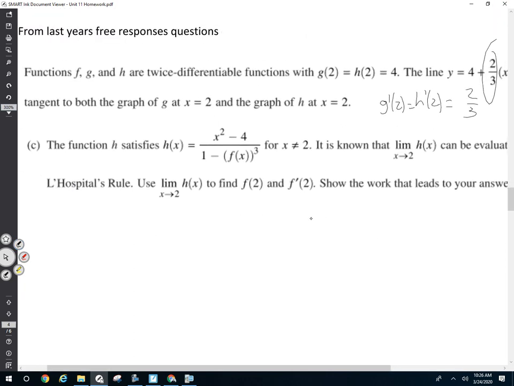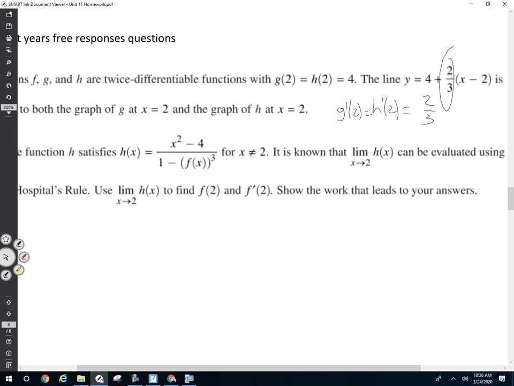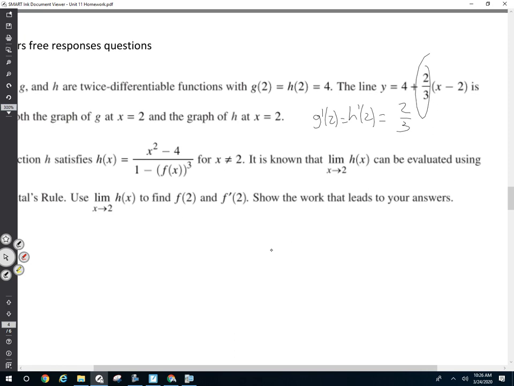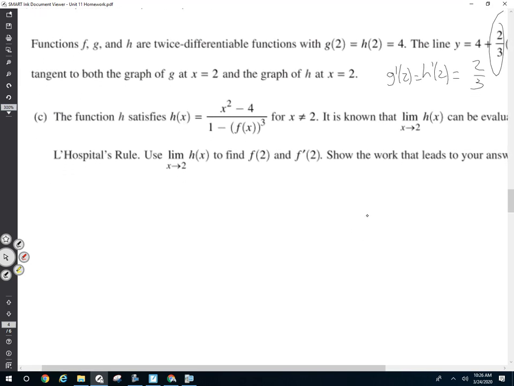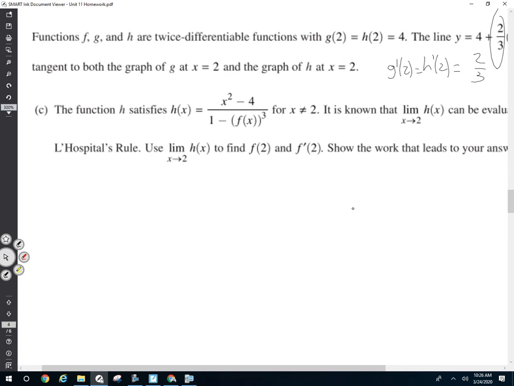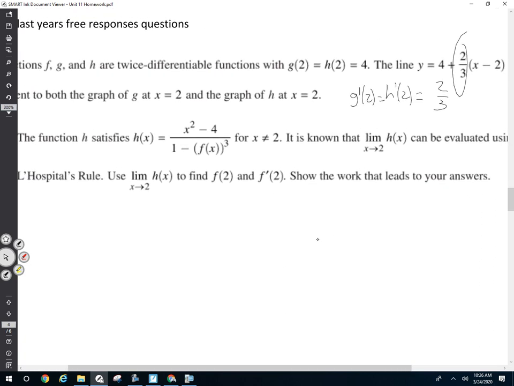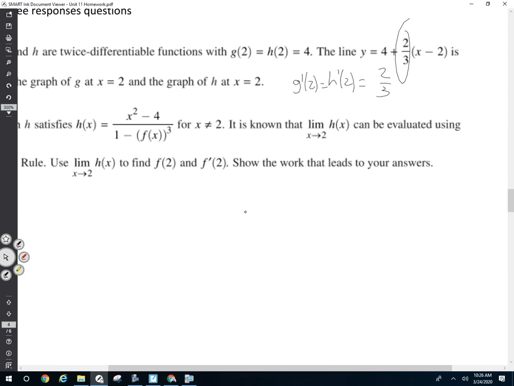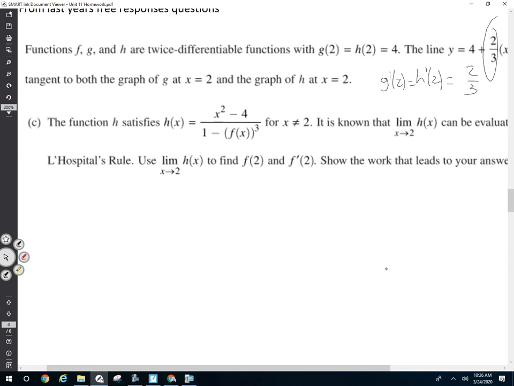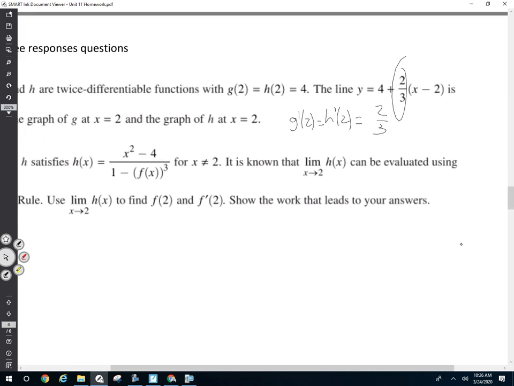The function h satisfies h of x equals x squared minus 4 over 1 minus f of x cubed for x doesn't equal 2. It is known that the limit as x approaches 2 of h of x can be evaluated using L'Hopital's rule. Use this limit to find f of 2 and f prime of 2. Show the work that leads to your answer. So we have no information about f besides what's in here.